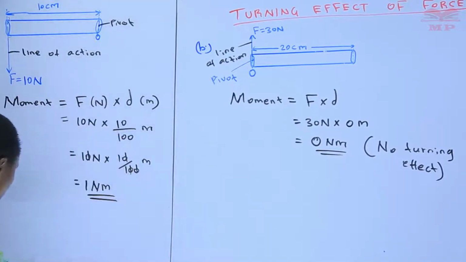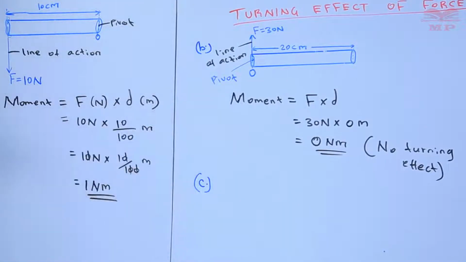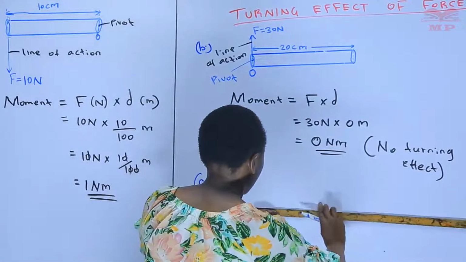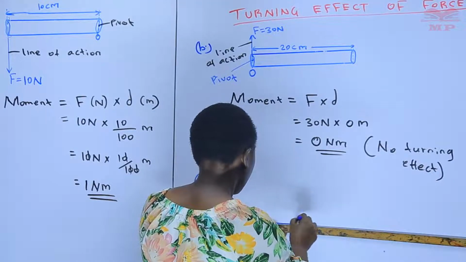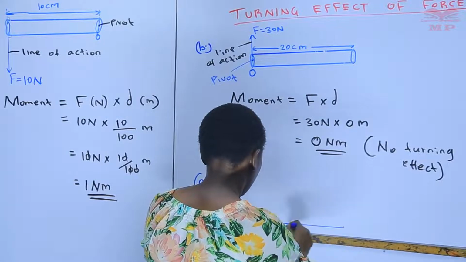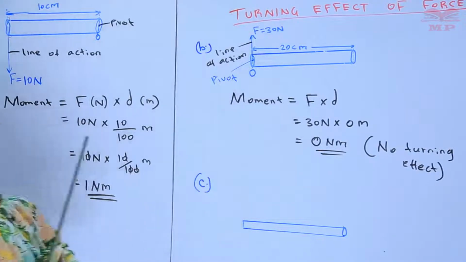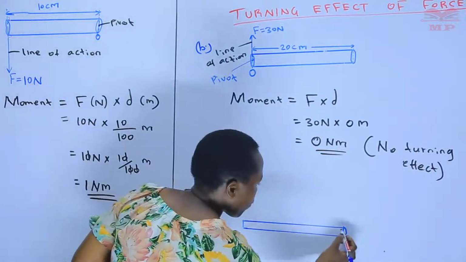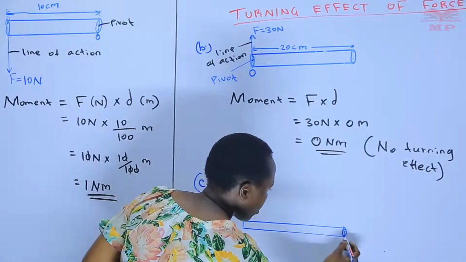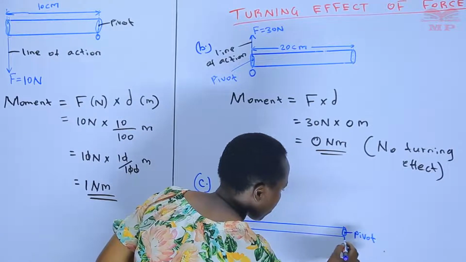So finally, we can do another example. Number C, we have the following figure. We still want to calculate the moment. So that's what we have. And we have been told that the distance is 5 meters from this point here. This is where our pivot is, this point O.